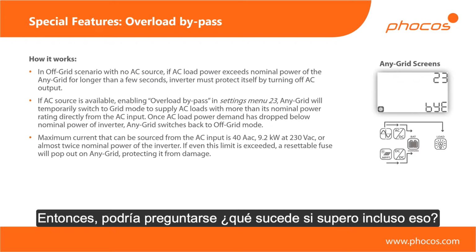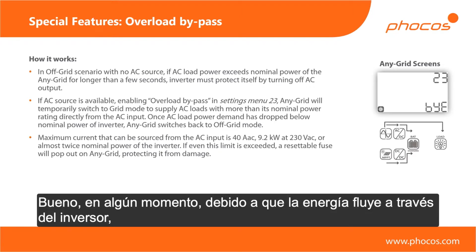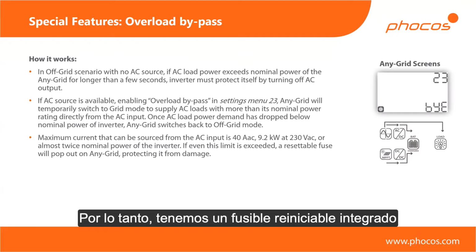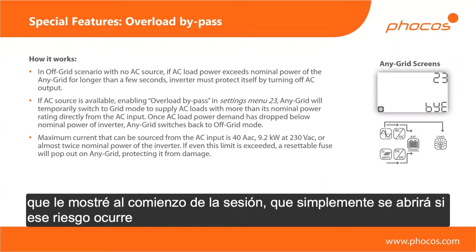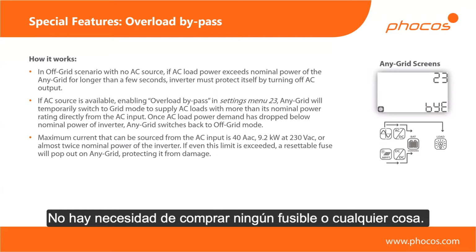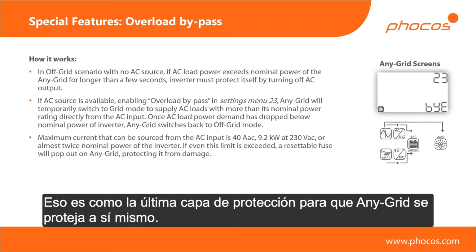So you might ask yourself, what happens if I exceed even that? Well, then at some point, because the power is flowing through the inverter, it has to protect itself. At some point, the traces, the cables would overheat. So we have an integrated resettable fuse, which I showed you at the beginning of the session, which will simply pop out if that risk happens. Then it's up to you to just put it back in. There's no need to buy any fuses or anything, but that's just the ultimate layer of protection for the AnyGrid to protect itself.